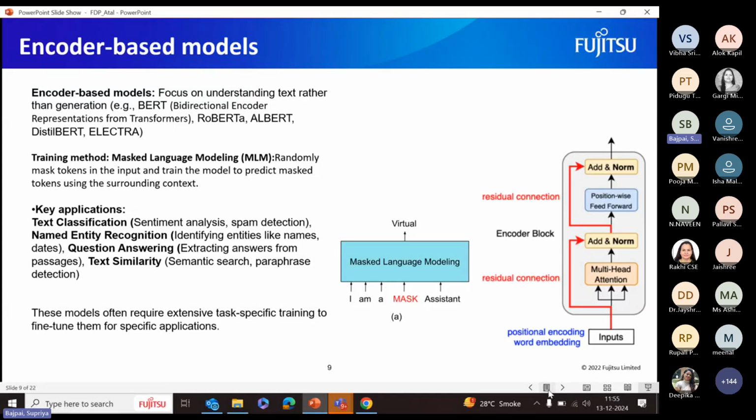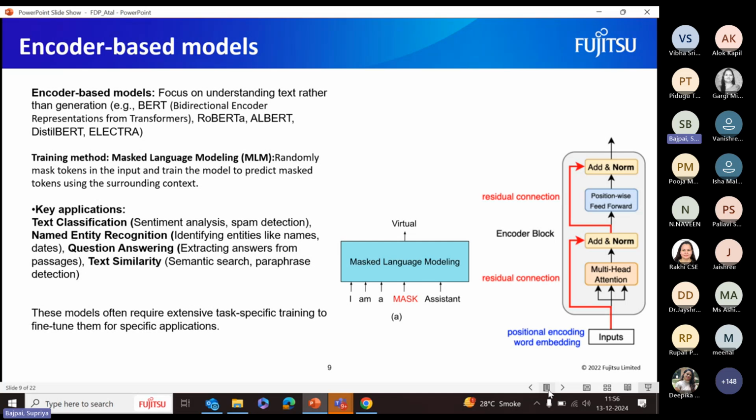So now, coming to the encoder based models. These models are all about understanding the text rather than generating it. They are like the brain that reads and understands the sentences, paragraphs, or entire big documents. Models like BERT, RoBERTa, ALBERT, DistilBERT, and ELECTRA all focus on interpreting the meaning of the text.